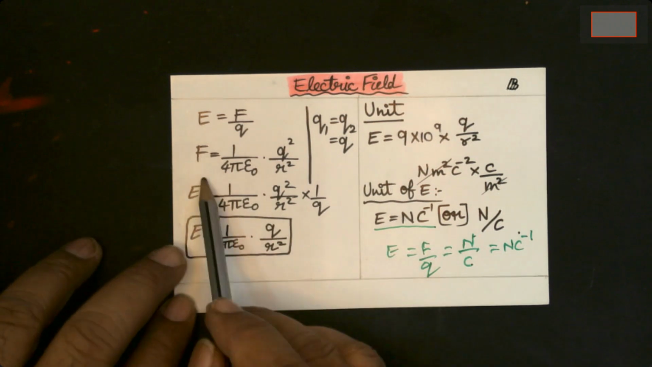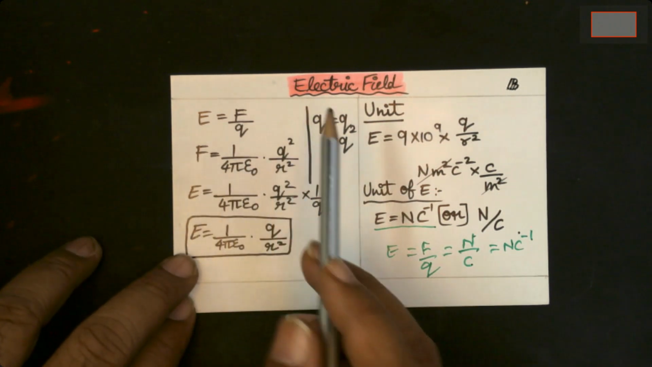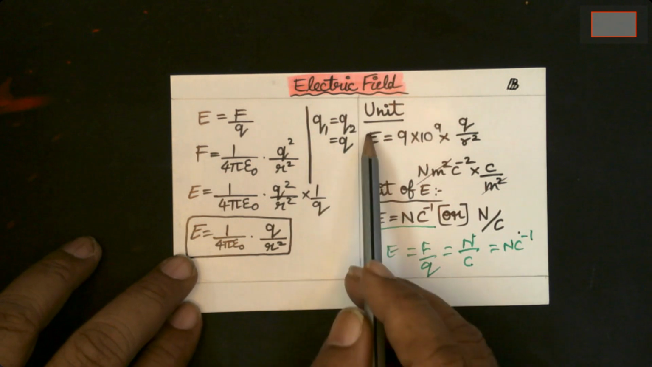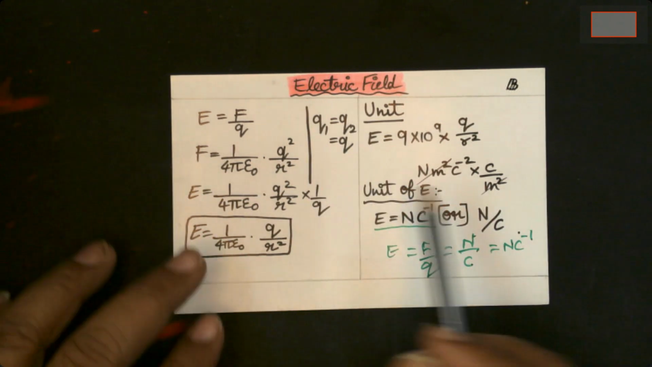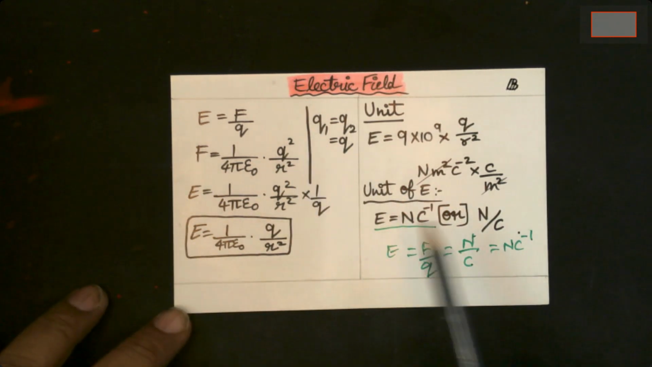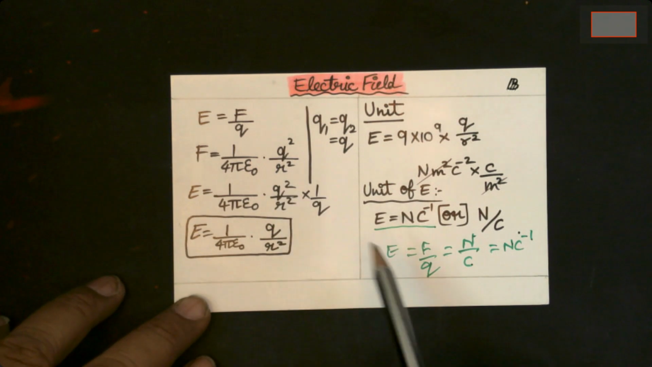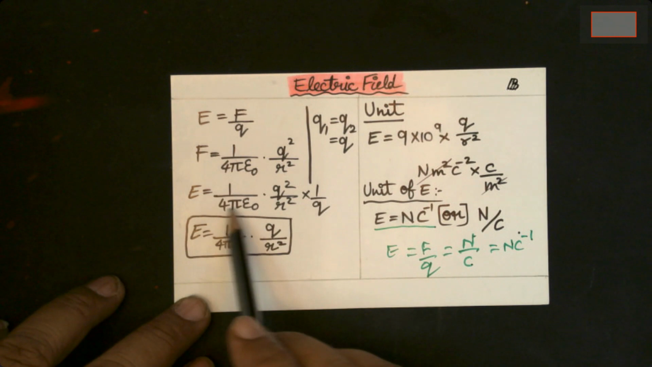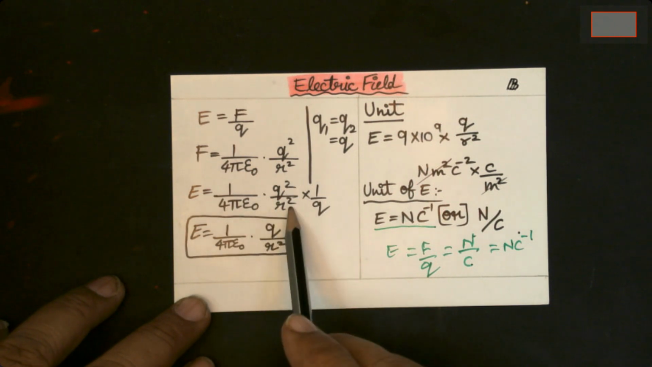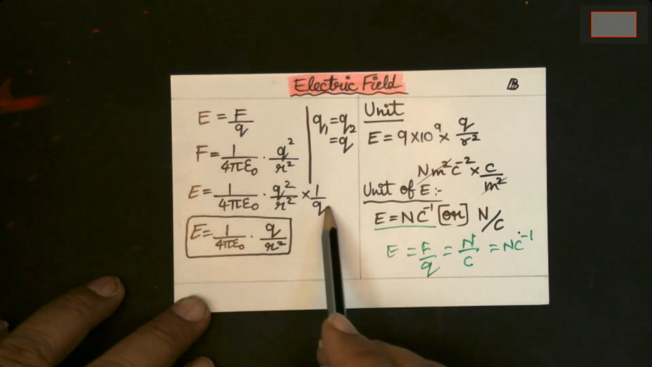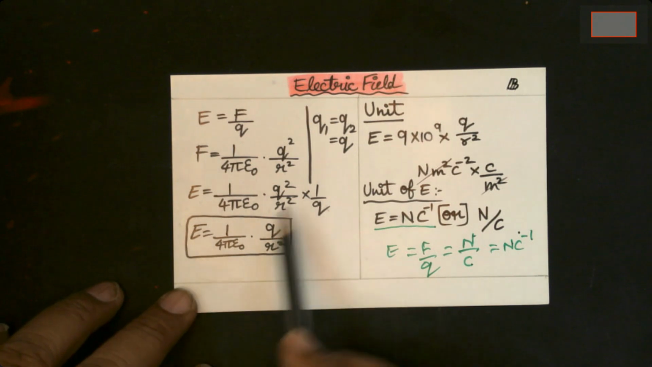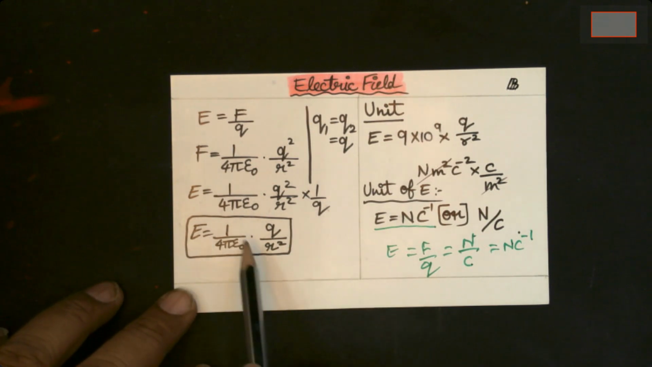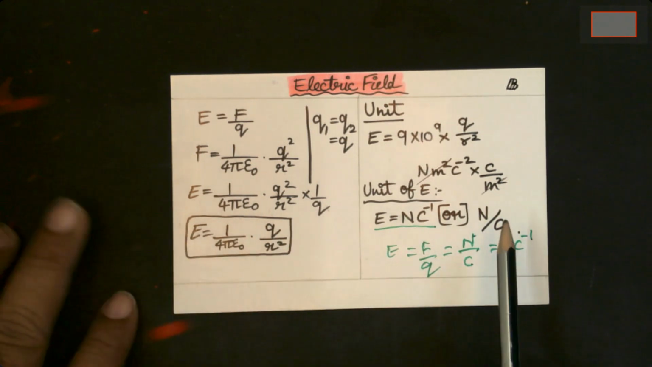We have got already F is equal to 1 by 4 pi epsilon naught into, assuming that Q1 is equal to Q2, it has got equal charges, so in that case, Q squared divided by R squared. Now E is equal to 1 by 4 pi epsilon naught into Q squared divided by R squared divided by Q. So the Q can be cancelled. Therefore, E is equal to 1 by 4 pi epsilon naught into Q by R squared.